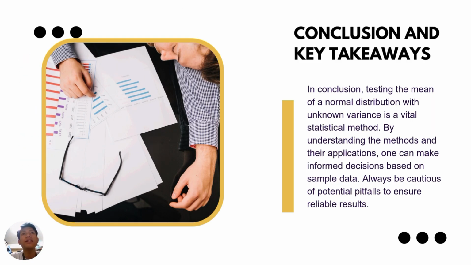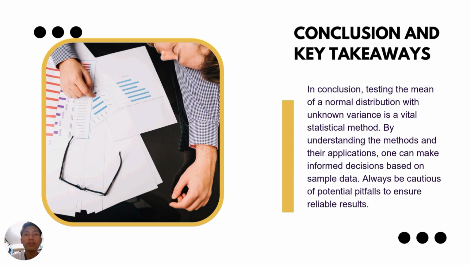Conclusion and key takeaways. In conclusion, testing the mean of a normal distribution with unknown variance is a vital statistical method. By understanding the methods and their applications, one can make informed decisions based on sample data. Always be cautious of potential pitfalls to ensure reliable results.